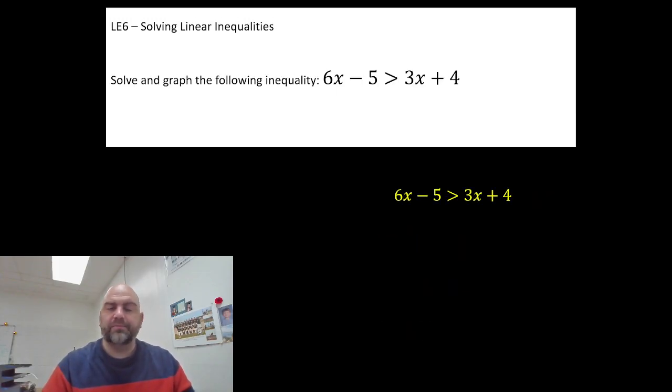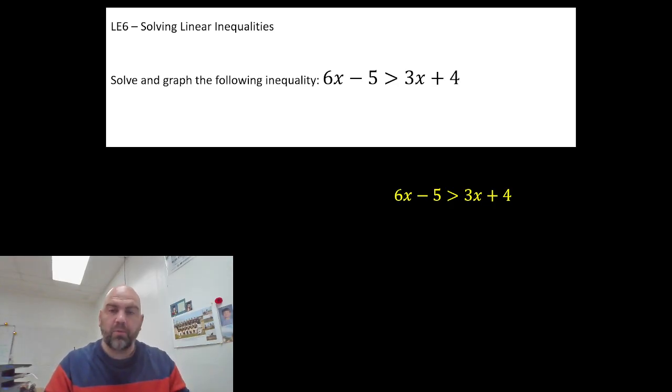Here's our next example. I'd like you to try this one, graph it out, and let's see how you do. And this one deals with x's on both sides. All right, welcome back. Let's try it out.